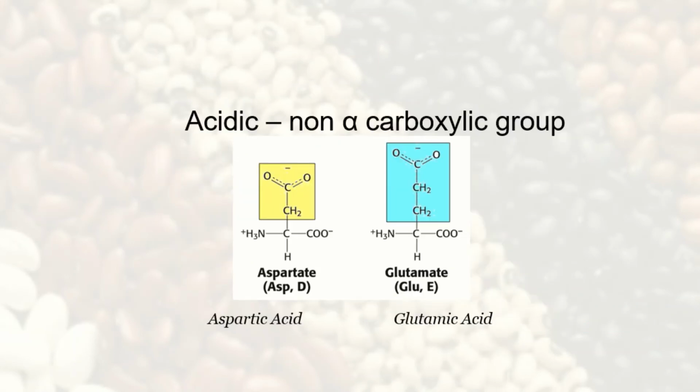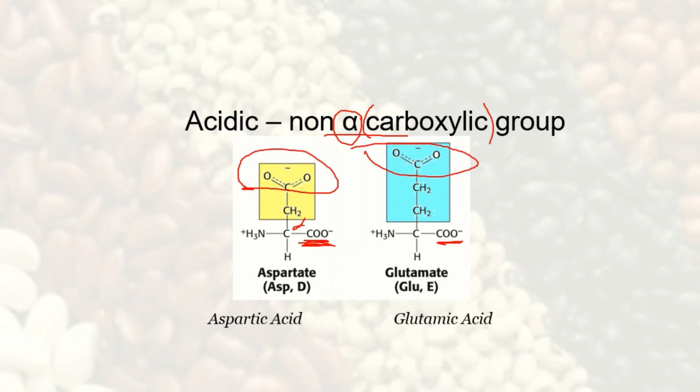Then we have acidic amino acids, also called non-alpha carboxylic group because they have a carboxylic group but it's not attached to the alpha carbon. Remember, this is the alpha carboxylic group, but now it has another carboxylic group that is not attached to the alpha carbon, and that's why it is non-alpha carboxylic group.